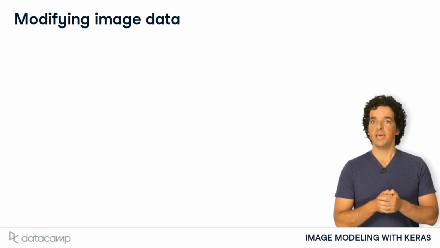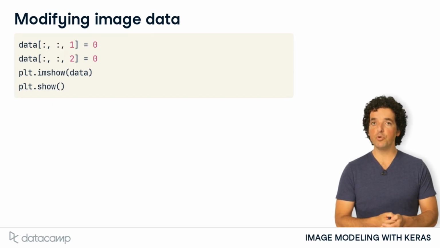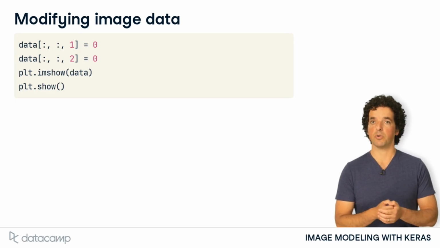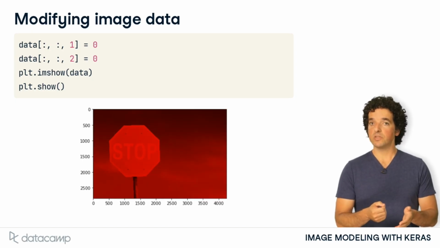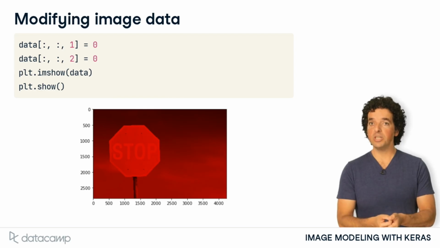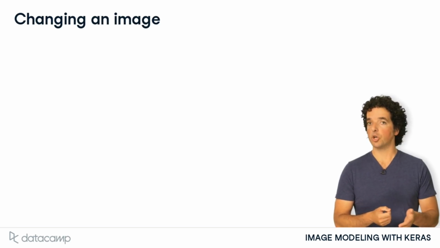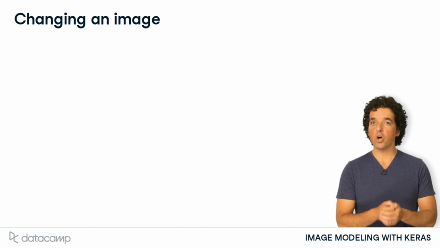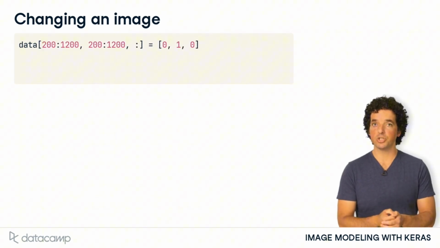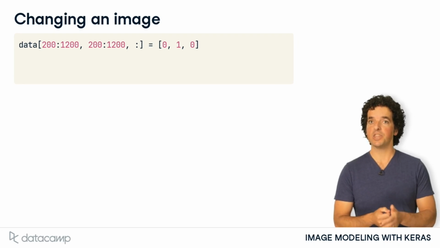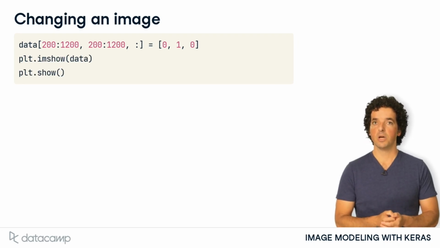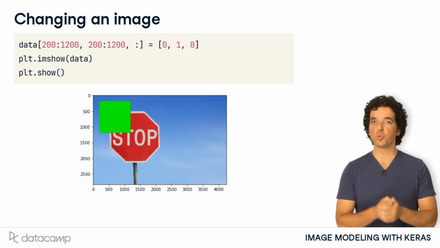For example, here we set the green and blue values of the pixels to 0. The result is an image that contains only the information in the red channel. Alternatively, we could set all the pixels within some part of the image to have no red and no blue, but full intensity in the green channel. This results in an image with a green square in it.